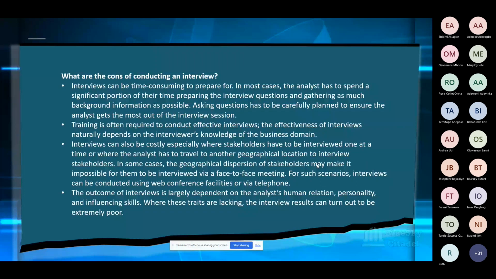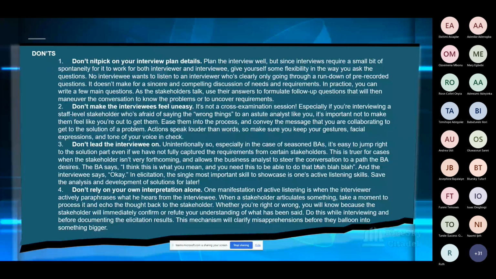Yeah. So now we go to the don'ts of using the interview technique. The first one is, don't nitpick on your interview plan details. Plan the interview well, but since an interview requires a bit of spontaneity for it to work for both interviewer and interviewee, give yourself some flexibility in the way you ask the question. No interviewee wants to listen to an interviewer who is clearly only going through a rundown of pre-recorded questions. It doesn't make a sincere and compelling discussion of needs and requirements.